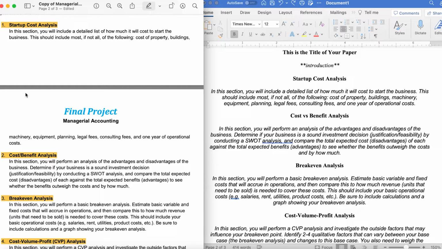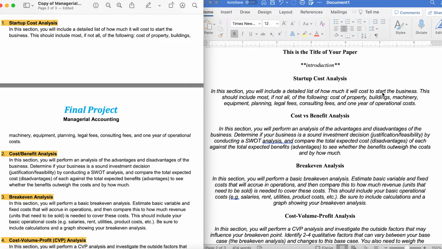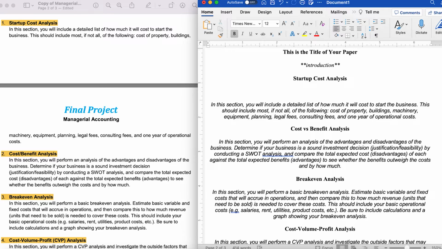So what this tells me is that there's 2 different topics in the startup cost analysis. Number 1, the criteria pertaining to the actual startup costs. And then number 2, we're being asked to include a projection of 1 year's worth of operational costs.